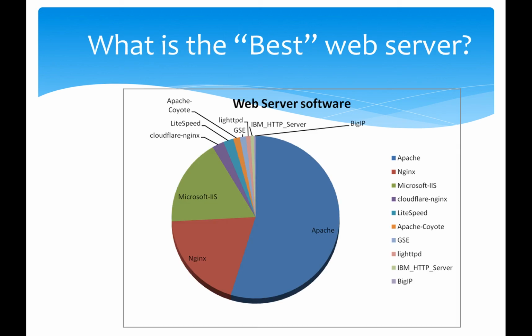So, which one is the best web server? Honestly, both IIS and Nginx are good web servers. According to this picture, we can find that Apache, Nginx, and Microsoft IIS are the top 3 web servers. So it is hard to say which one is better than another one. That is why each web server has its own market share.